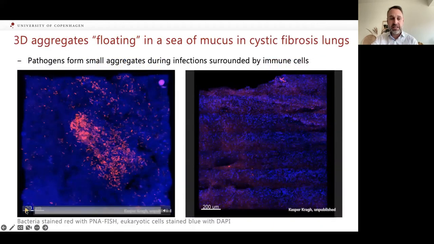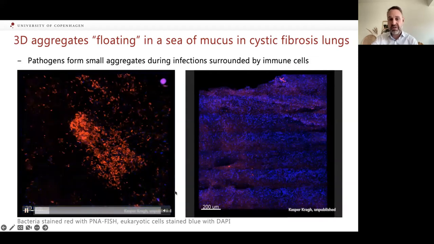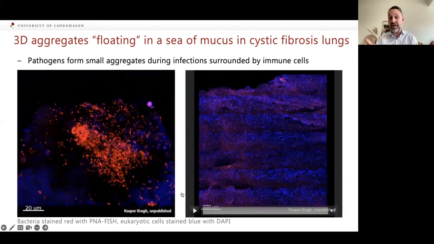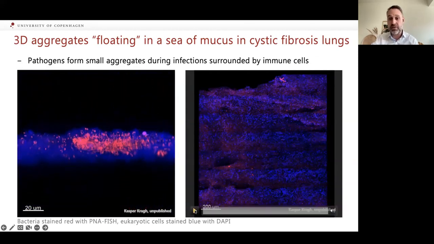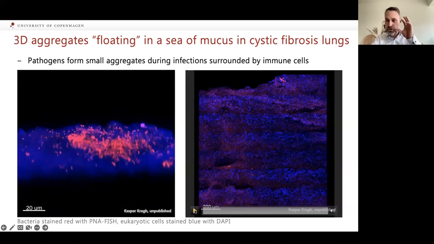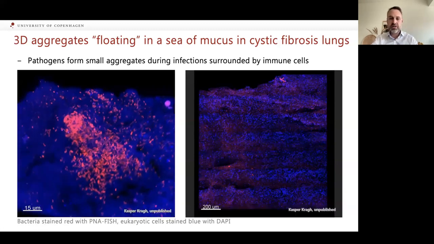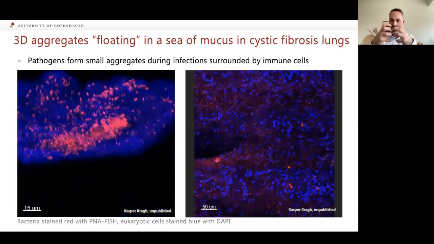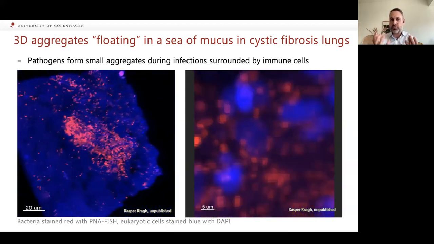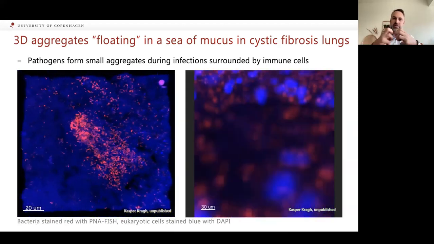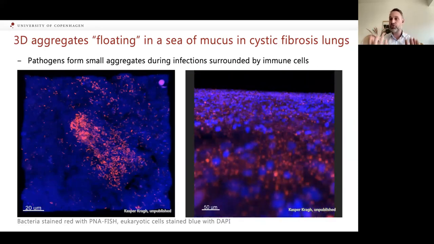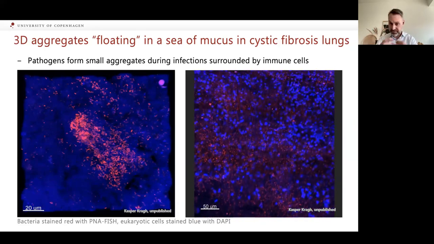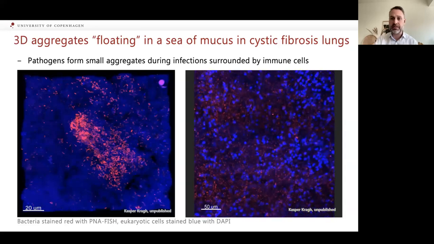And these aggregates are not that big. Normally, they can number in the thousands of cells. And then we often have a huge amount of immune cells. So the bacteria are floating in an inflammatory response. You don't have them sitting on the surface. They will instead lie in mucus or pus, surrounded by immune cells.